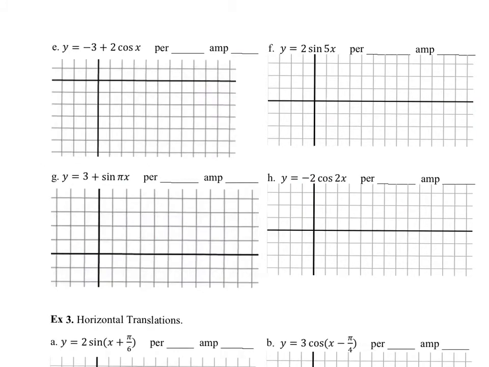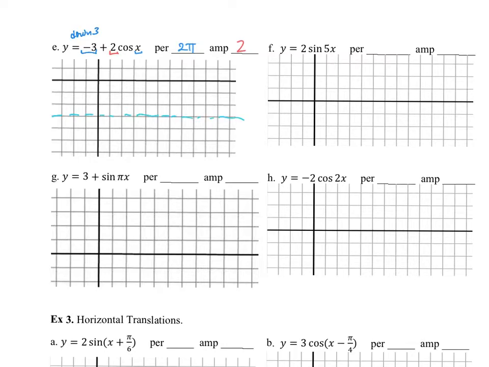Let's see what that does. Okay, the period on this one, because it's just an x, is 2 pi. The amplitude is 2. And the -3 in the front represents a vertical shift down 3. So I'm going to redraw the midline down 3. 1, 2, 3. Remember, the midline's not necessary, but it does help center your graph.